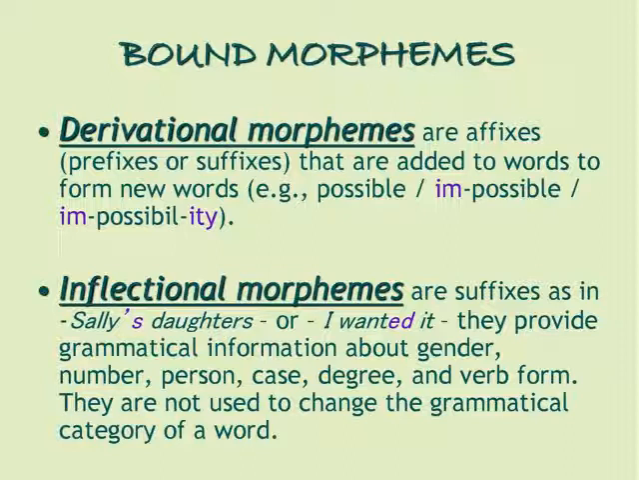They provide grammatical information about gender, number, person, case, degree or verb form. They're not used to change the grammatical category of a word. For example, I want it or I wanted it doesn't change the grammatical category. One is in the present indefinite form, and the other is the past indefinite form. So inflectional morpheme is very important, but don't confuse it with derivational morpheme, because derivational morphemes are all suffixes and prefixes. But inflectional ones are not suffixes and prefixes in that sense, because they make grammatical changes in the words. That is what you have to bear in your mind very carefully.